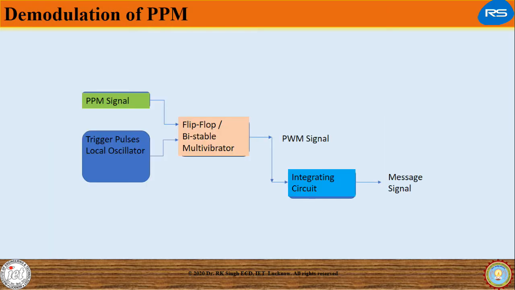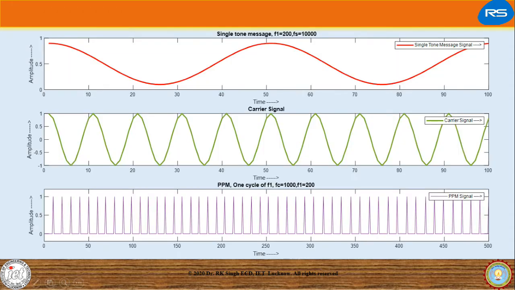Demodulation of PPM signal can be obtained by using a flip-flop or bistable multivibrator, which has input as PPM signal and trigger pulses obtained from a local oscillator. The output of this bistable multivibrator, that is a PWM signal, is fed to an integrating circuit, and in this way we can have our original master signal at the output of the PPM demodulator.